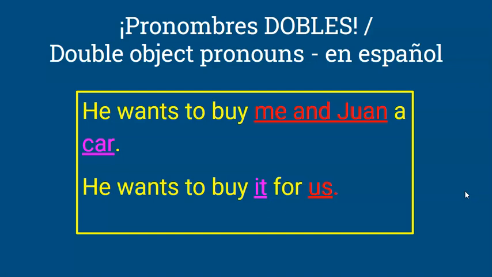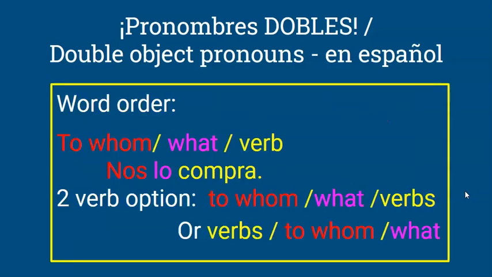And then we're going to replace them with pronouns. So in English, it looks like this. He wants to buy it for us. Car became it, us replaces me and Juan. So we've got double object pronouns in that sentence.